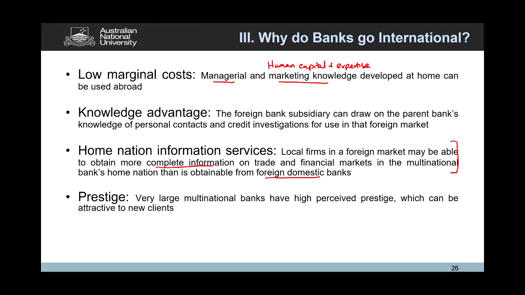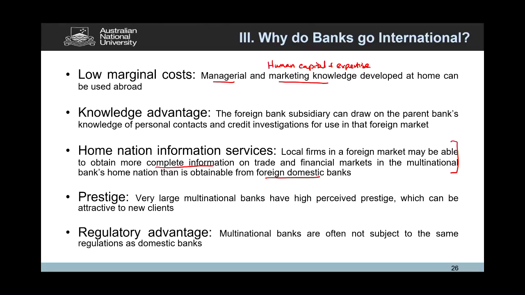Prestige: very large multinational banks will have high perceived prestige, which can be attractive to new clients, right? That's why when we are talking about the big banks in the world, we quickly come to think of just a select few, and then we bank with them. So if you're able to establish international presence, that will help to improve your visibility to potential clients, right? So that's very good.